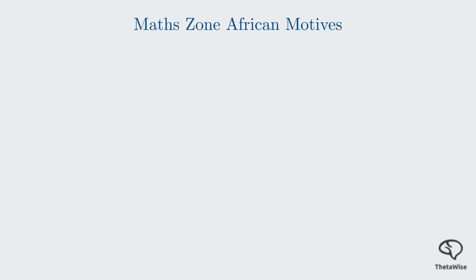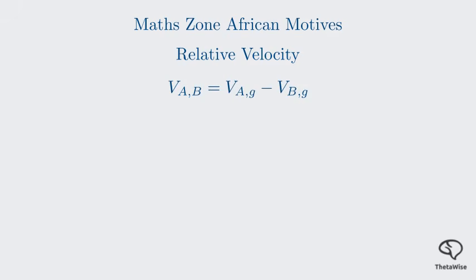Today we're diving into the fascinating world of relative motion. By the end of this tutorial, you will be able to calculate the relative velocity of objects moving in one dimension. Our main tool for today is the formula for relative velocity, the velocity of object A relative to object B. We can write this as v of AB, which means the velocity of A as observed from B.